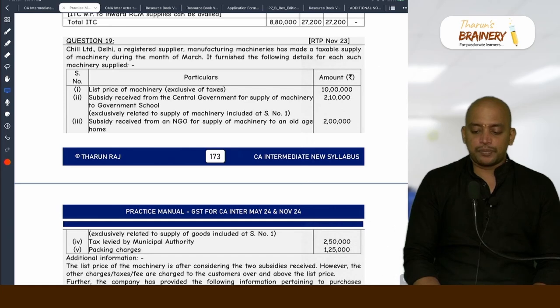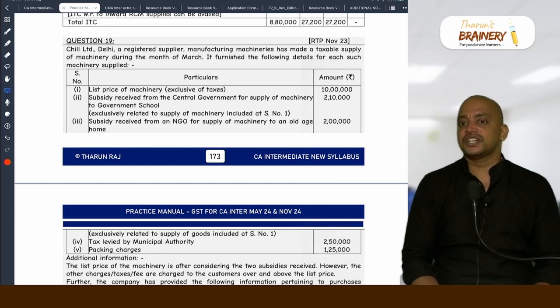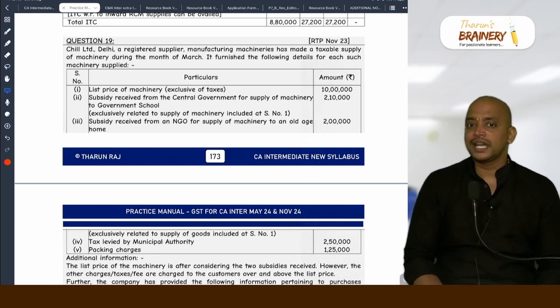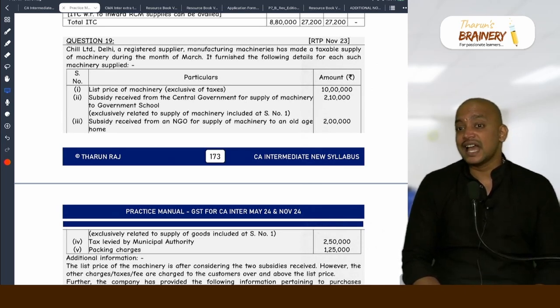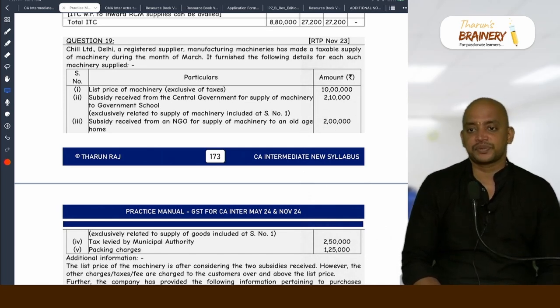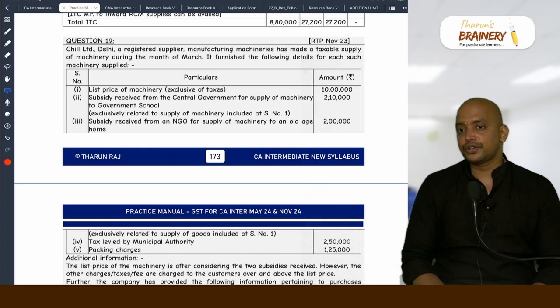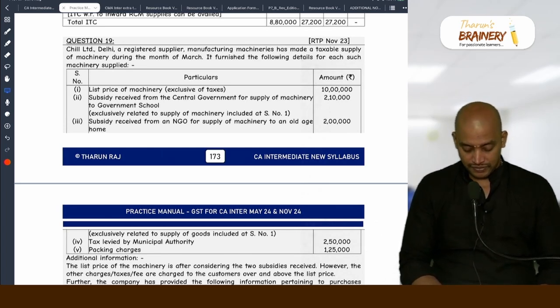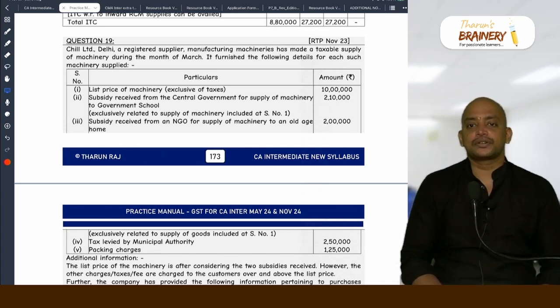Subsidy from NGO for supply of machinery to an old age home, exclusively related to supply of goods. So subsidy from NGO, next line, subsidy from NGO to be included, other than CG, SG. But in the given price it is excluded. How do you know it is excluded? Because the given price is after considering subsidy. So what you need to do? Add 2 lakhs, in the amount column.